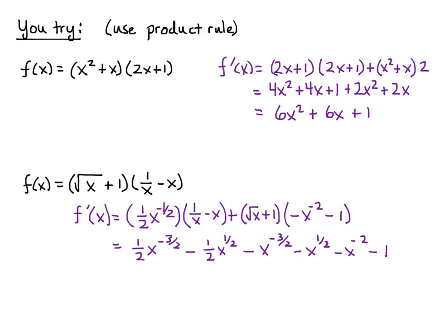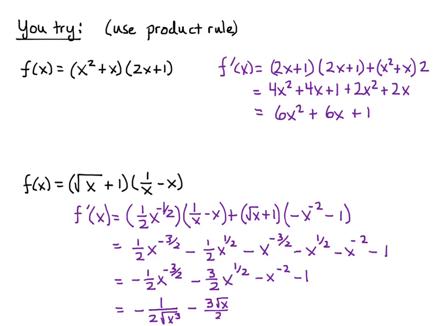And so we'll rewrite all that, combining our terms. So we have 1/2 minus 1 is negative 1/2, and we have negative 1/2 minus 1 is negative 3/2, and then we have negative x to the minus 2 minus 1. And I think I have one more line of writing this like that.